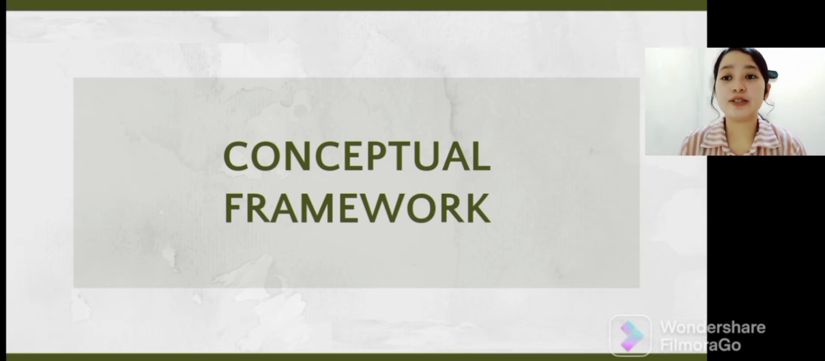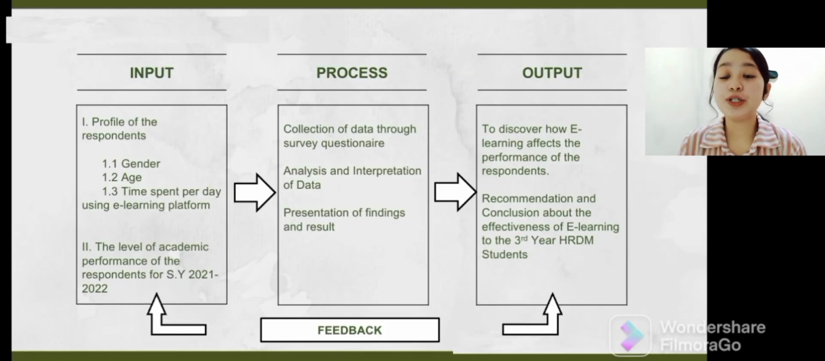So first is the conceptual framework. Figure 1 represents the conceptual framework of the study. It utilizes the IPO, or the input, process, and output of the study. It outlines how the basic elements are connected and describes the intervening process. At the same time, it may be read as a guide to the rest of the study.